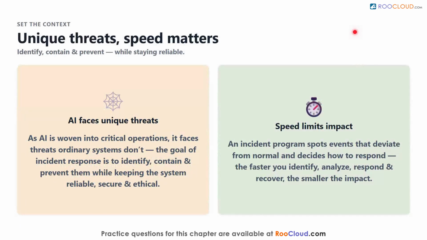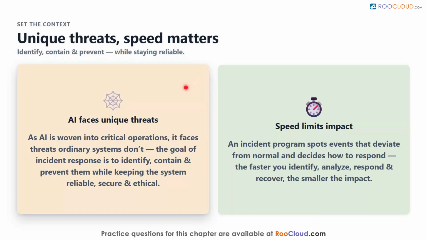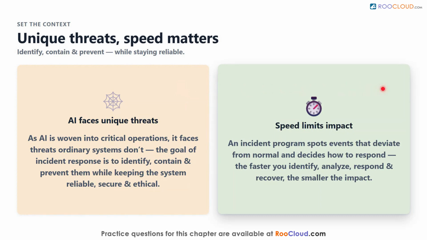Let's set the context. As AI gets woven into critical operations, it faces threats that ordinary systems do not. And the goal of incident response is to identify, contain, and prevent them while keeping the system reliable, secure, and ethical. An incident management program exists to spot events that deviate from normal operations and decide how to respond, so the organization recovers quickly and limits the cost. The faster you can identify, analyze, respond, and recover, the smaller the impact.